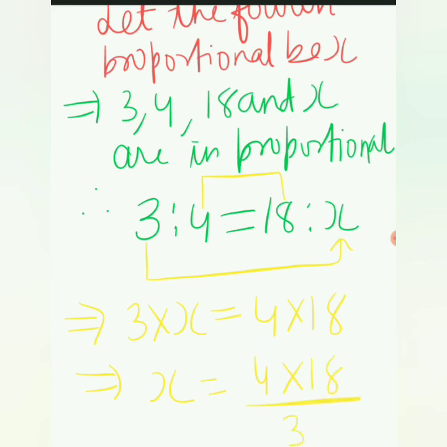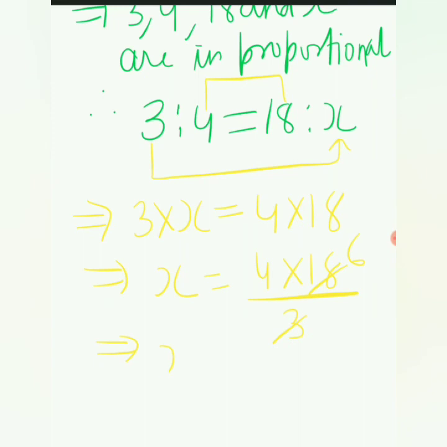This 3 will come down. Then 3 ones are 3, 3 sixes are 18, so our answer comes x value is equal to 6 fours are 24. So this is the fourth proportional. For a cross check, you can substitute 24 in place of x and then multiply. You will find the product of extremes comes equal to the product of means.